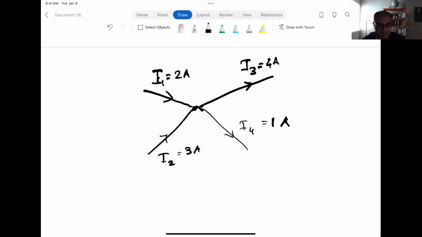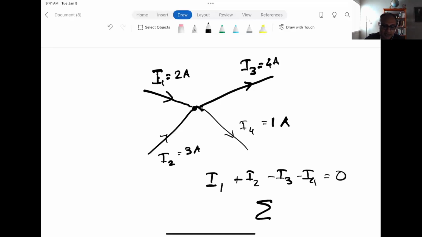So if you want to write that as a rule, or as an equation first, and then we'll make that into a rule. If we just decide that incoming currents are positive and outgoing currents are negative, then I1 plus I2 minus I3 minus I4 must be equal to 0. That makes sense? And if you want to write this as a general rule, the sum over all the currents, I running over all the currents, is equal to 0. And here we are using the convention that incoming currents are positive, outgoing currents are negative. Everybody clear about that? And that's it.